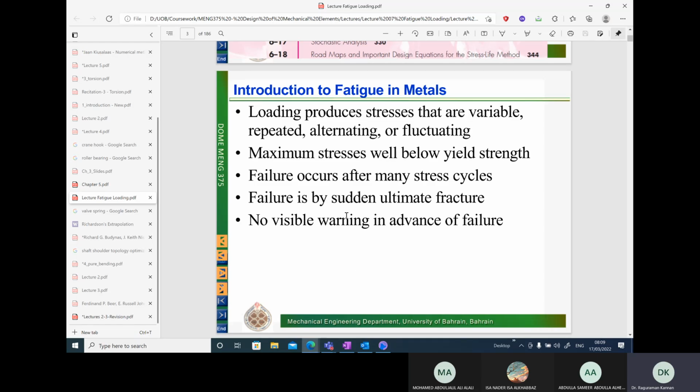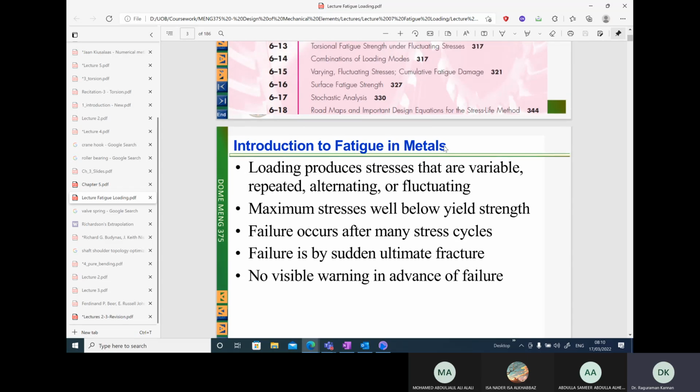Okay. So loading produces stresses that are variable, repeated. It could be repeated loads, it could be random repetition, could be alternating or fluctuating. Okay, both are possible. What is alternating? Positive and negative values. Fluctuating could be either in the positive zone or in the negative zone, or maybe unsymmetrically in the positive and negative zone.